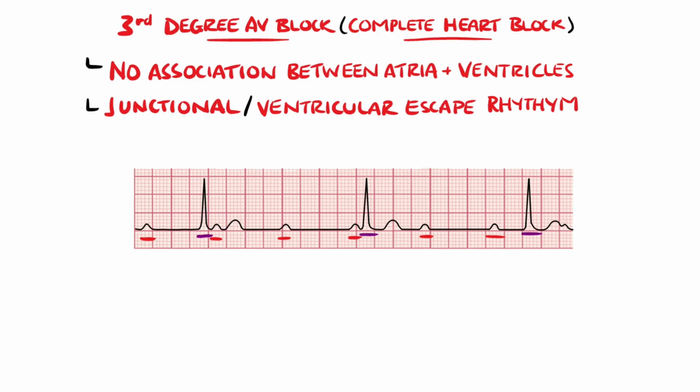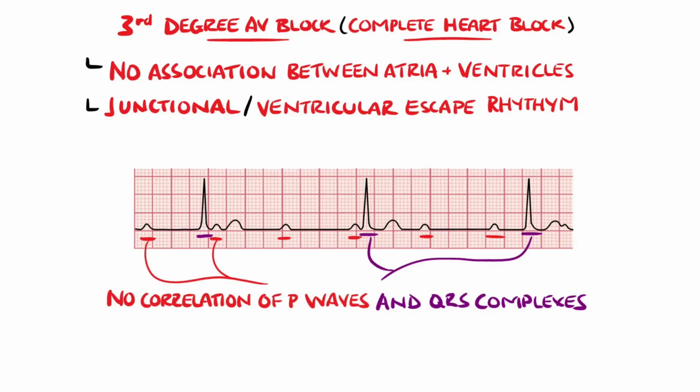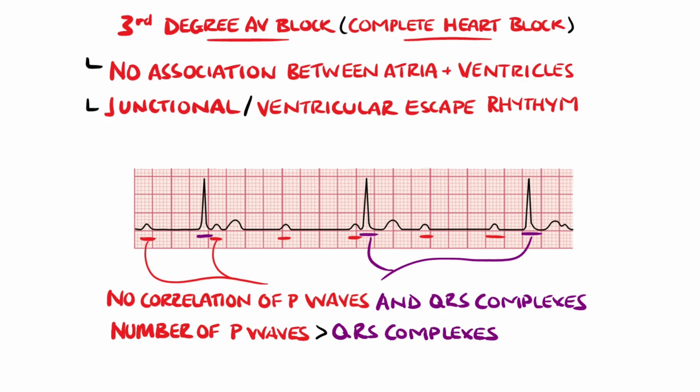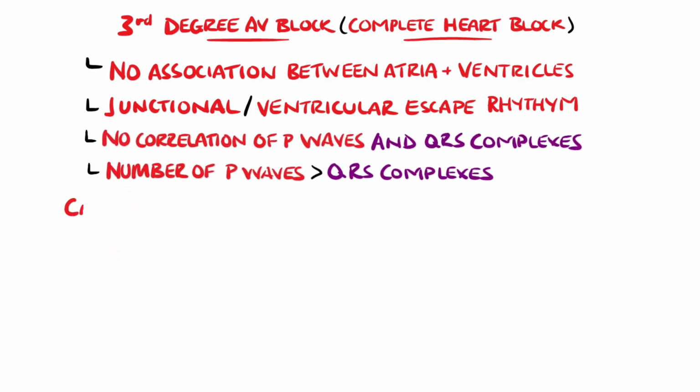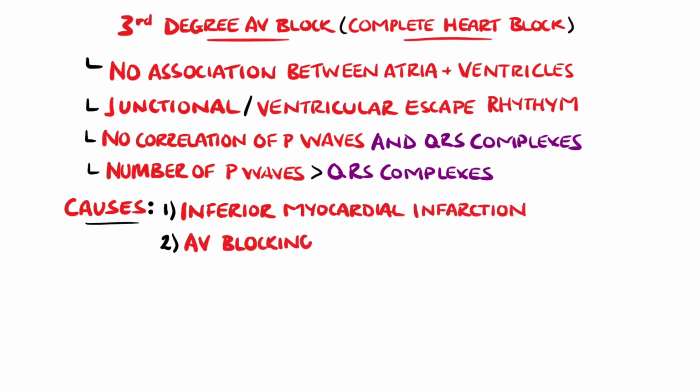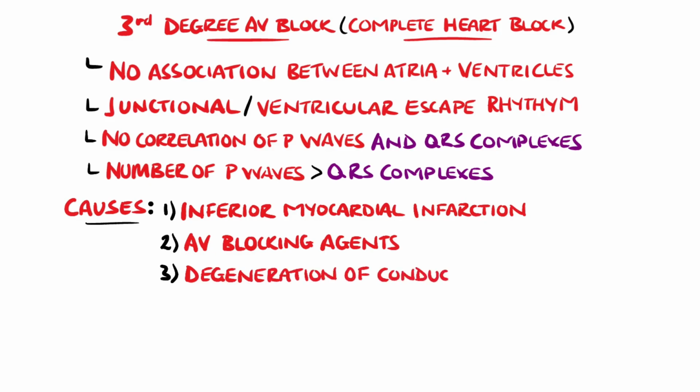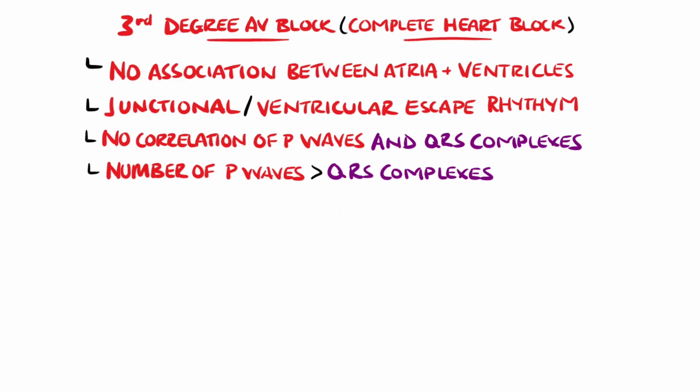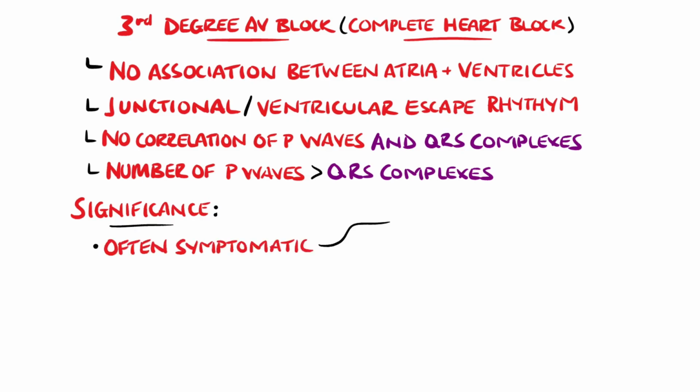This appears on the ECG as P waves that do not lead to a QRS complex and more P waves than QRS complexes, indicating a higher atrial rate than ventricular rate. This is the end stage of second-degree heart block, and therefore similar causes are present, the most common being inferior myocardial infarction, AV node blocking agents, and degeneration of the conduction system. Patients are often symptomatic with syncope, fatigue, chest pain, shortness of breath, and are at risk of sudden cardiac death.